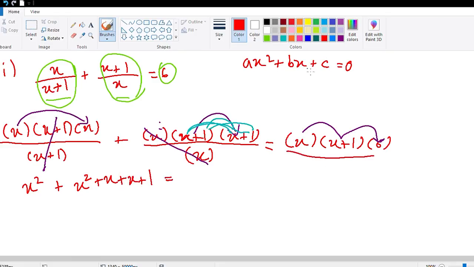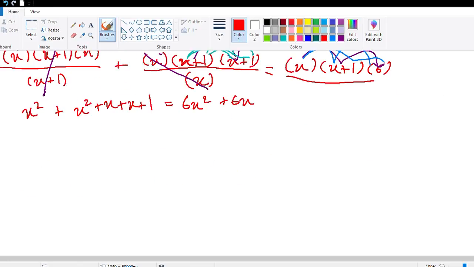Now we're going to solve that. So x multiplied by x multiplied by 6 is 6x squared, and then x multiplied by 1 multiplied by 6 is just 6x. Okay, now we're going to simplify these two, and then send them all to the other side since this is bigger than that. We're also going to simplify these two. So 2x squared plus 2x plus 1 equal to 6x squared plus 6x.